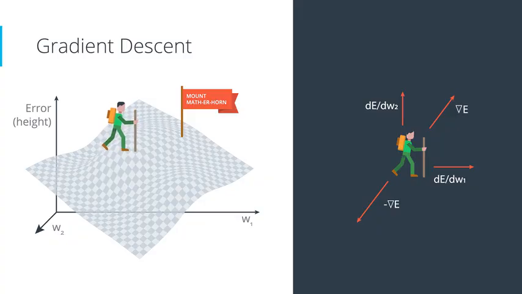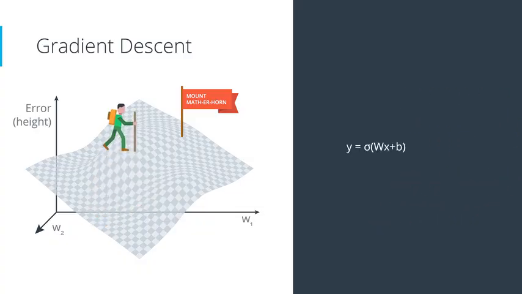At the point we're standing, we'll take the negative of the gradient of the error function at that point. Then we take a step in that direction. Once we take a step, we'll be in a lower position. So we do it again, and again, and again, until we are able to get to the bottom of the mountain.